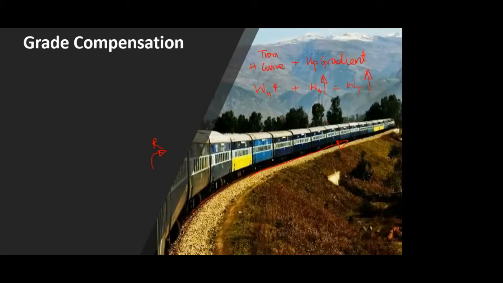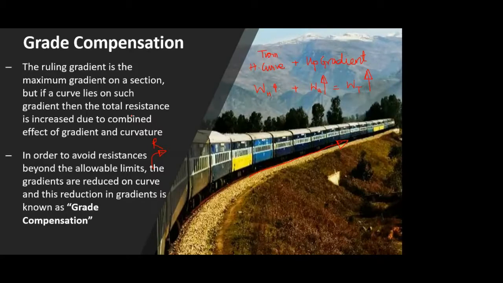So in that case, it can even happen that your engine can fail. So what is done is, if in your railway alignment you are encountering a horizontal curve as well as an up gradient, then in order to reduce the extra effort on your engine, the grade is compensated. Whatever the gradient is, it is reduced a bit. As you can read here, in order to avoid these resistances, the gradient is reduced only on the curve section, and this reduction is called grade compensation.